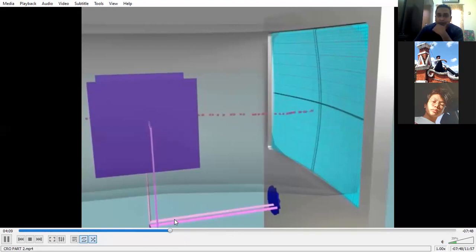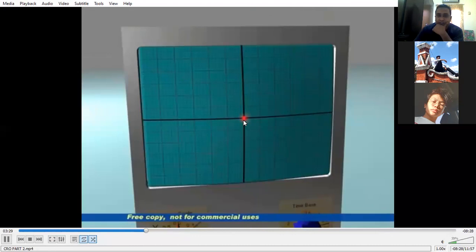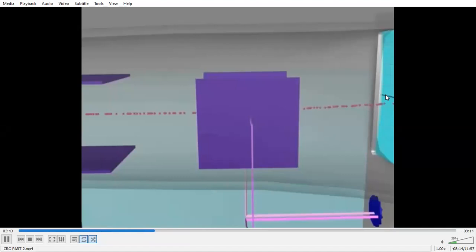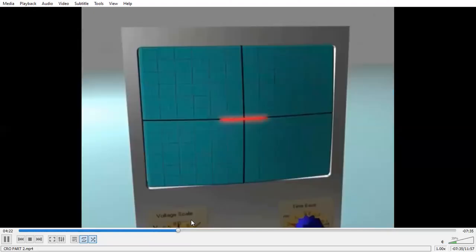Kalau time base dia off, you see one dot like this. That means the cathode ray will travel straight and then hit the screen. Tapi bila kamu on the time base, you dapati dia akan oscillate left right, left right.